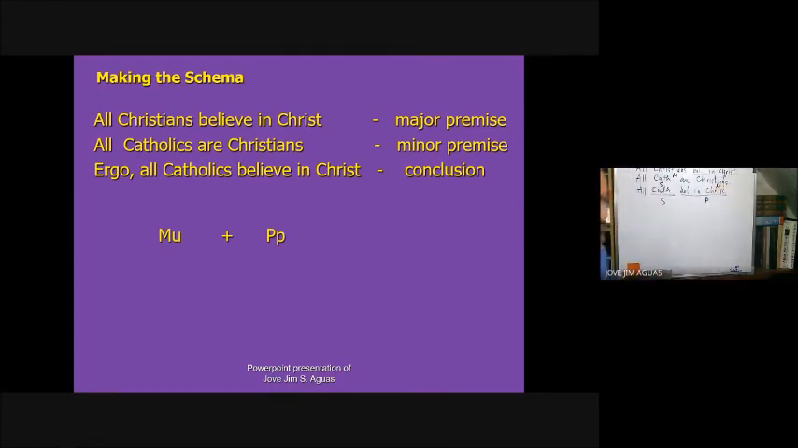Now this is how to draw the schema. You have already identified the terms, the major, the minor, and the middle term. So the next step is to draw the pattern. The schema is the pattern that will give you the form of the syllogism. So you draw the line. You see? S P, subject predicate. So P is believe in Christ, and in the major premise it is on the predicate side. So you write P here. You're just substituting. And S is Catholic. And in the minor premise, it's on the subject side. So you write S here.